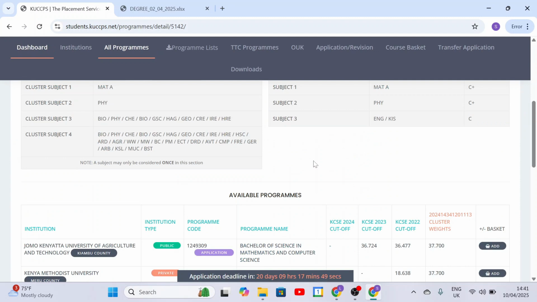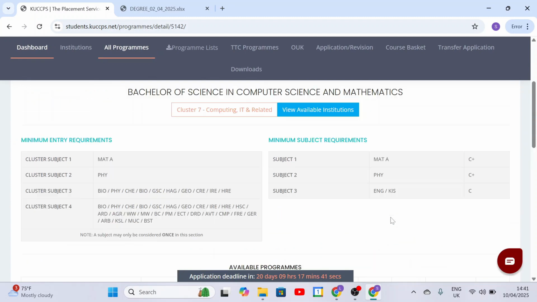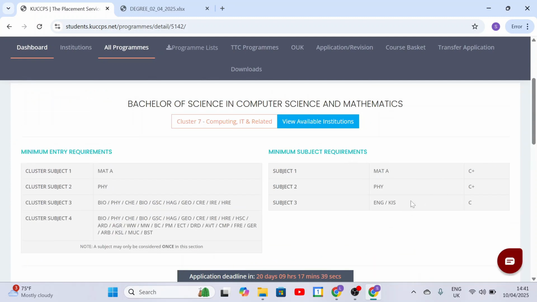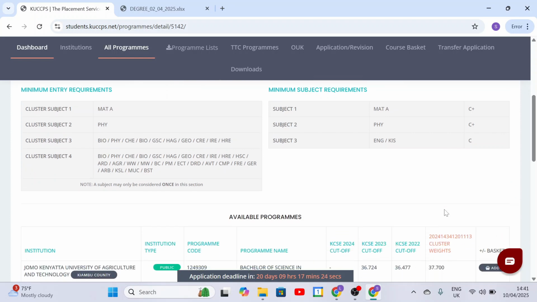Let's see. You can see the cluster has changed again. This is 37.7 flat, the other one is 7.7 with a few other decimals there. So you see here we have minimum subject requirements. That means that I have to get a C plus in mathematics and above, physics a C plus and above, English or Kiswahili a C plain, one of them and above. If I fail to do that, then I cannot be able to do this course.